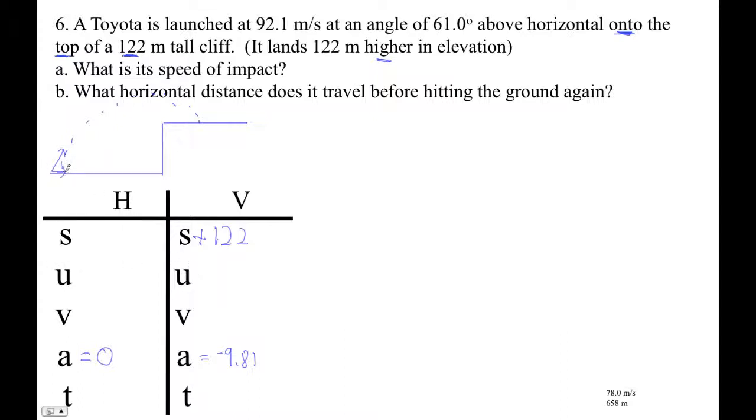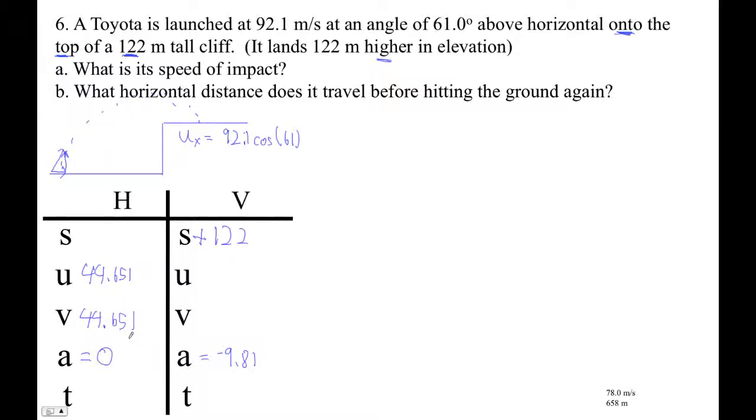Now we've got to get our initial horizontal and vertical velocity, and we'll do that from cosine and sine. The initial velocity in the x direction will be 92.1 times cosine of 61. I'm checking my mode here, and I'm in degrees. That is 44.651, and of course the horizontal velocity is 44.651 the entire time.